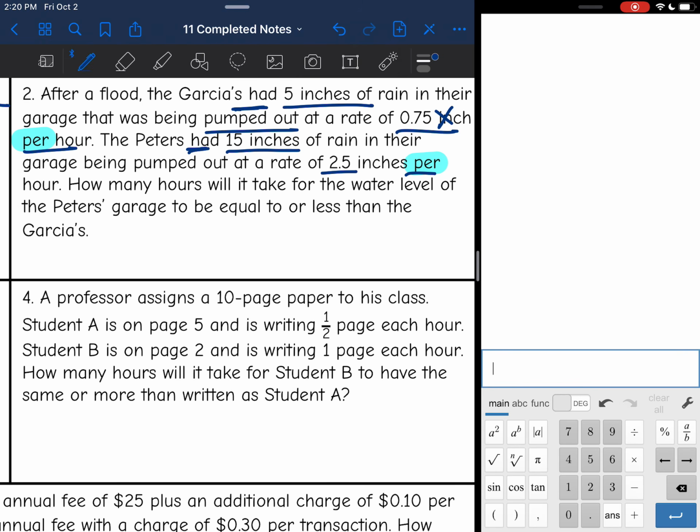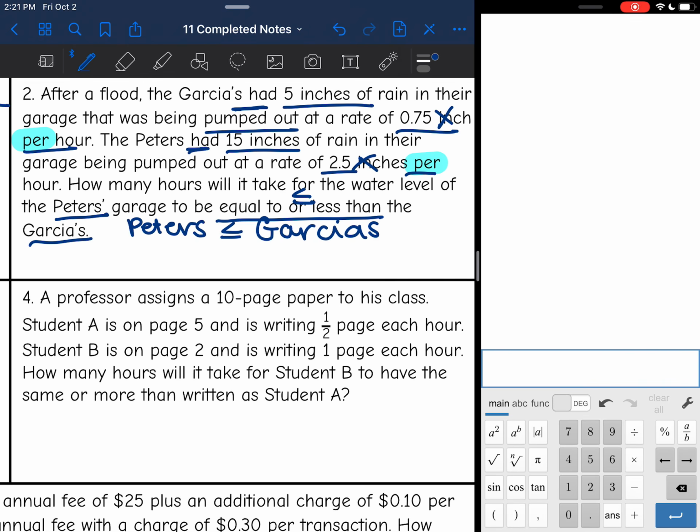That means that x is going to be with the 2.5. How many hours will it take for the water level of the Peters' garage to be equal to or less than the Garcias'? So that sounds like the less than or equal to sign. So we are looking for when the Peters is less than or equal to the Garcias.